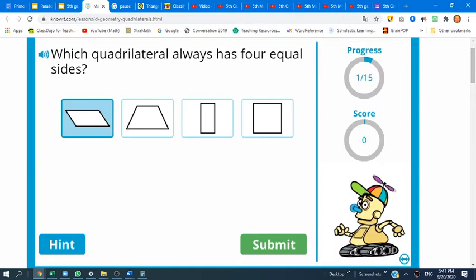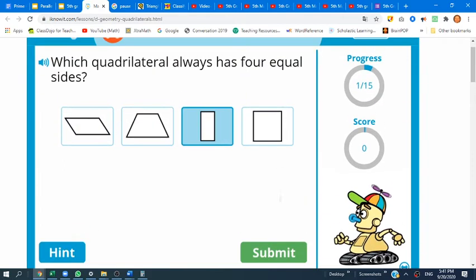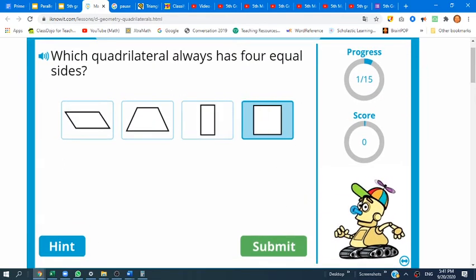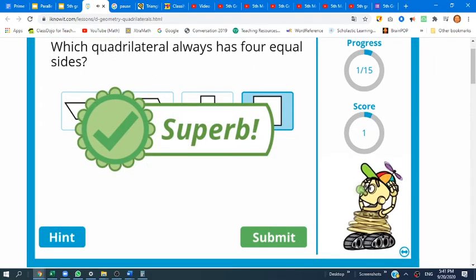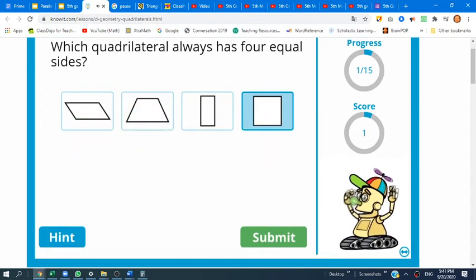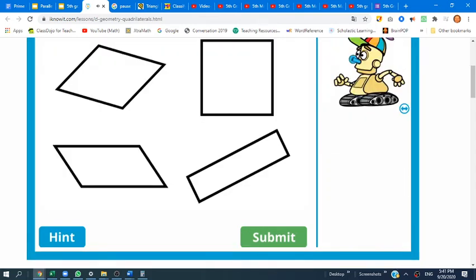Technically all of them, I think. They all have 4 equal sides. Let's pick a square. Okay. Yeah, because these other three have either larger or smaller sides, right?